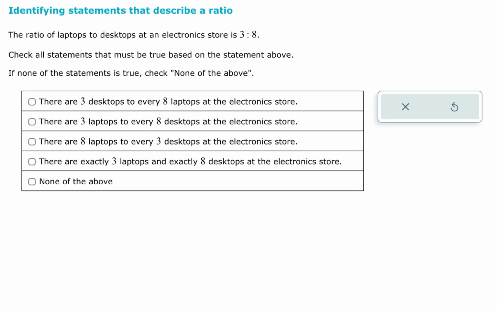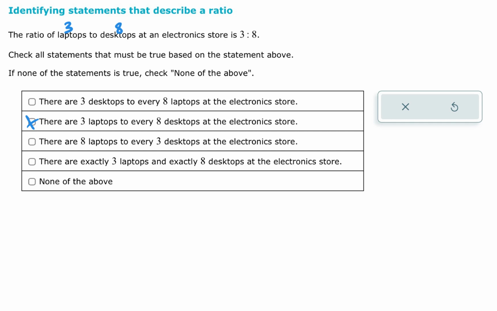The next example is the ratio of laptops to desktops at an electronics store. 3 laptops, 8 desktops. So first part says there are 3 desktops for every 8 laptops. And that is not true because it's the opposite, which is what the next one says, that there are 3 laptops to every 8 desktops. The next one says there are 8 laptops to every 3 desktops. That's really the same thing as the first one, so that's wrong.